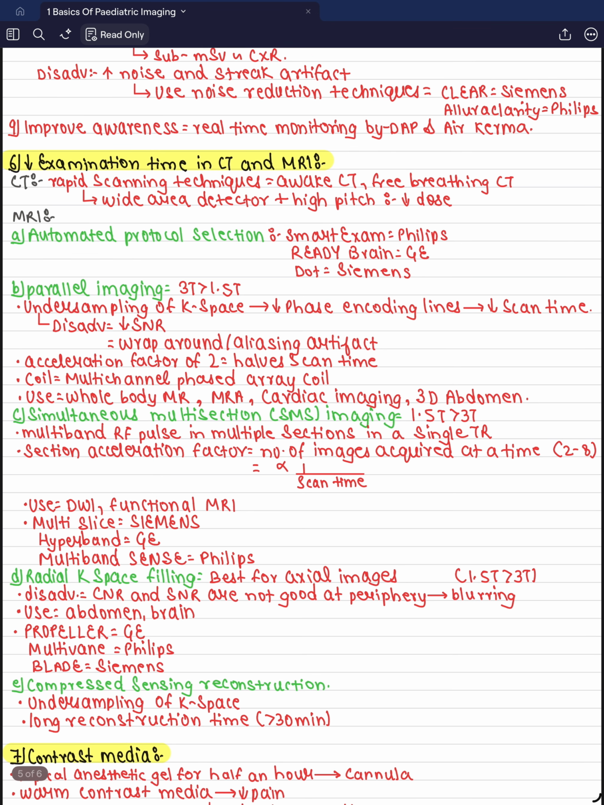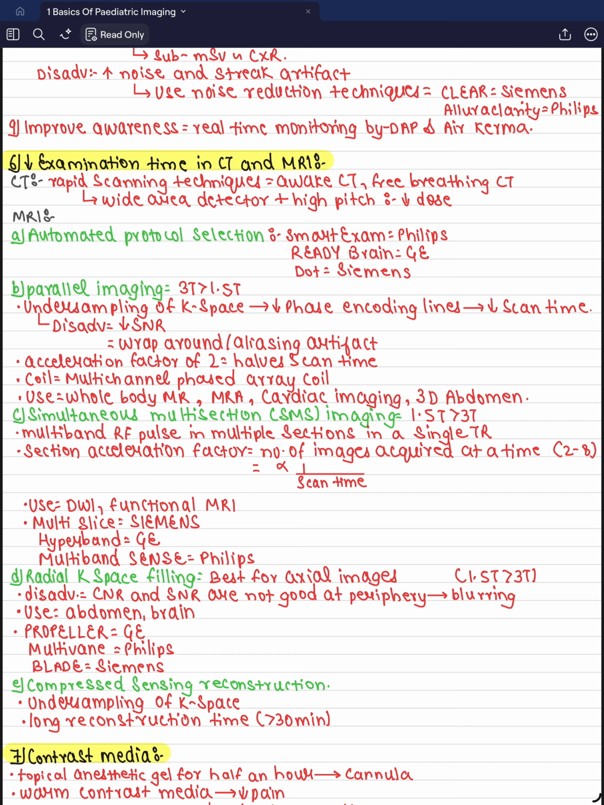Next thing that we have to know is how to decrease the examination time in CT and MRI. In CT we now have rapid scanning techniques, so you don't need to sedate the baby as such. You can do awake CT, you can do free breathing CT, breath holding is not required. So how will you do rapid scanning? There should be a wide area detector and the pitch should be high. That means the CT machine should rotate more distance in a single go, so it will also decrease the dose.